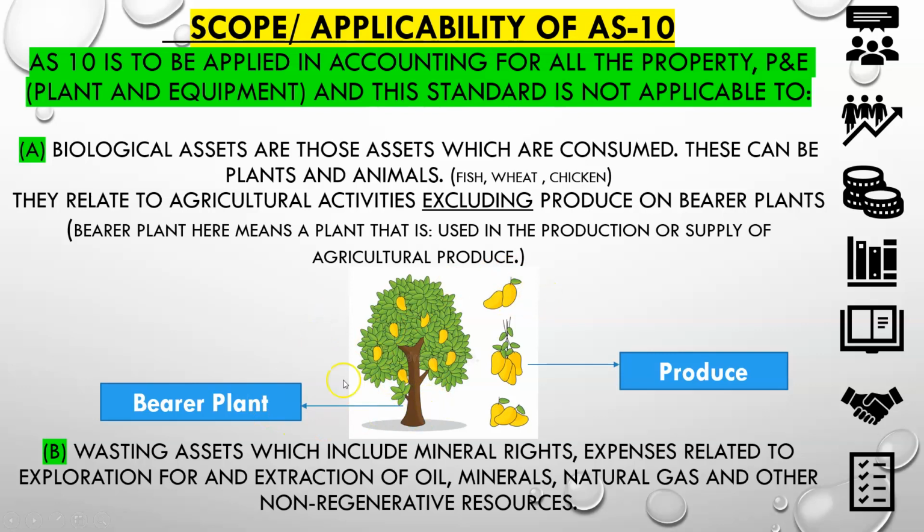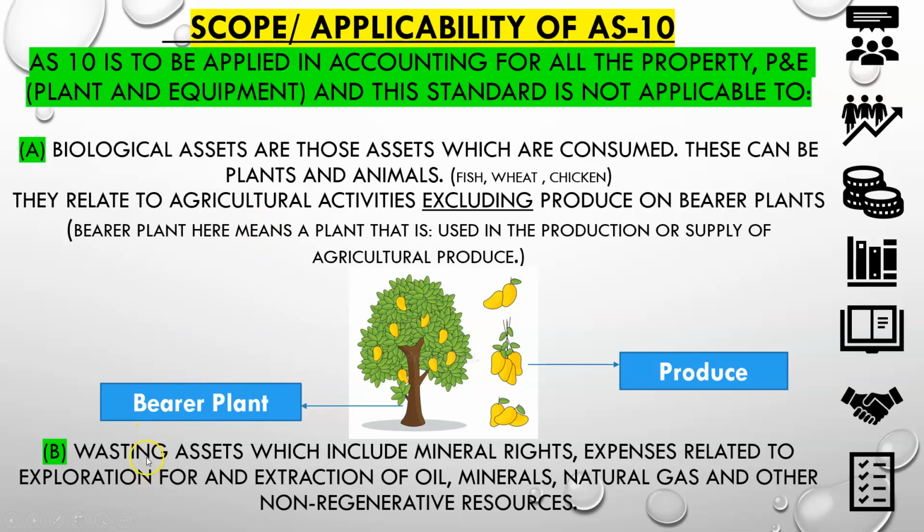It has two parts. First of all, it is a plant itself, and then when it gives mangoes to us, the mango that we have is a biological asset. That means it is produce and does not qualify for the applicability of accounting standard 10. So accounting standard 10 cannot be used on this consumable thing. But the bearer plant, that is this mango tree, accounting standard 10 is applicable on it. That means it is also going to be recorded in our books of accounts.